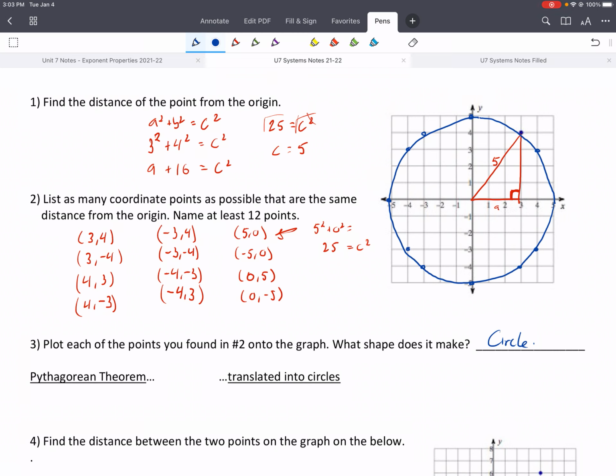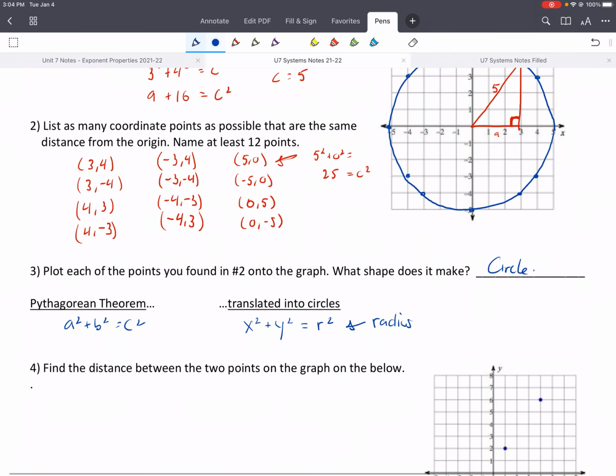Okay, so there is a strong relationship between the Pythagorean theorem, which is a squared plus b squared equals c squared, and the equation of a circle. The equation for a circle, instead of using a and b, we're using x and y. So x squared plus y squared gives us r squared. And what do you think r stands for? Well, that's the radius. Okay, so if we use 3 and 4, that gives us that radius, which is 5. Okay, so that's the equation for a circle.